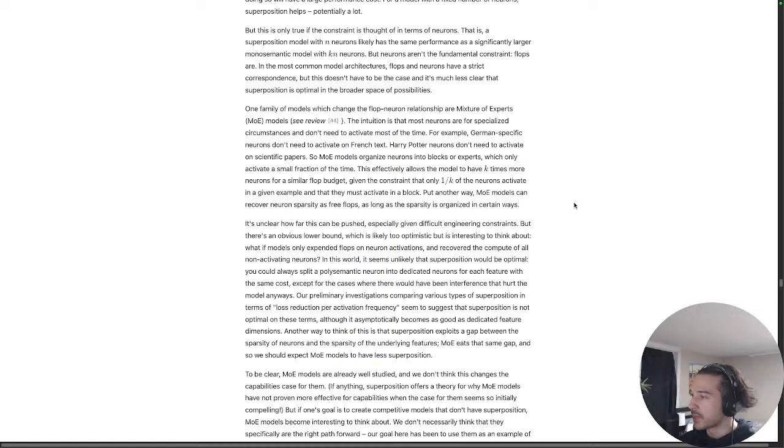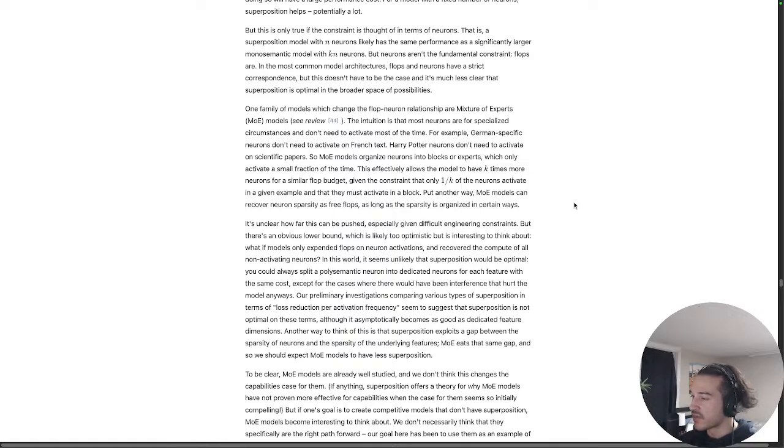Put another way, mixture of expert models can recover neuron sparsity as free flops, as long as the sparsity is organized in certain ways. It's unclear how far this can be pushed, especially given difficult engineering constraints, but there's an obvious lower bound, which is likely too optimistic, but is interesting to think about. What if models only expended flops on neuron activations and recovered the compute of all non-activating neurons? In this world, it seems unlikely that superposition would be optimal. You could always split a polysemantic neuron into dedicated neurons for each feature with the same cost, except for the cases where there would have been interference that hurt the model anyways.